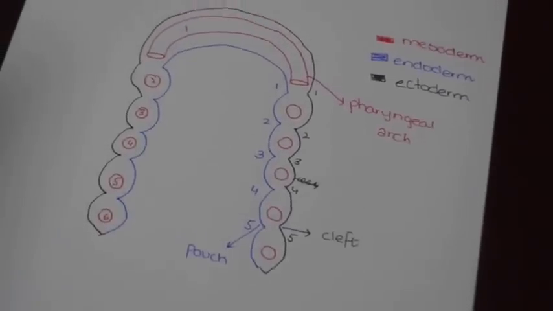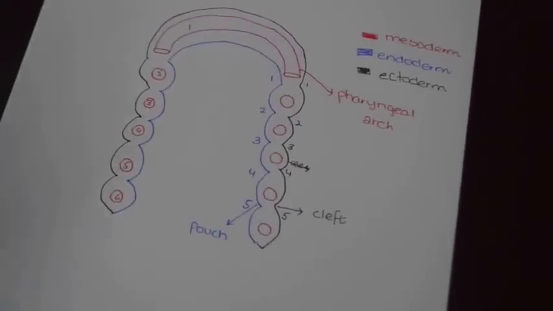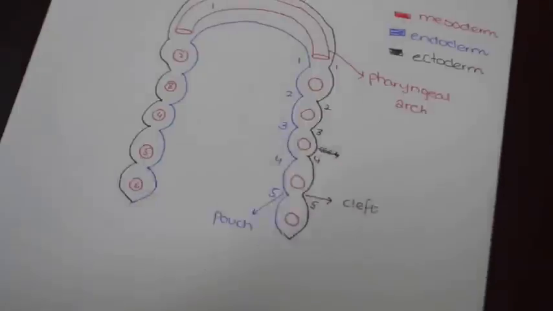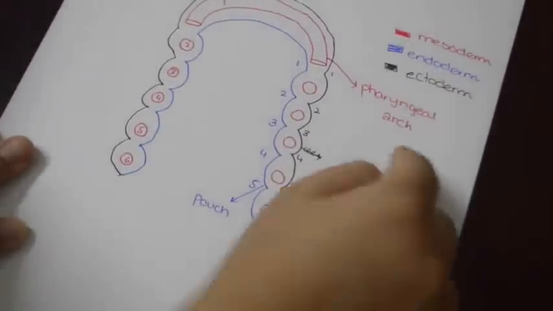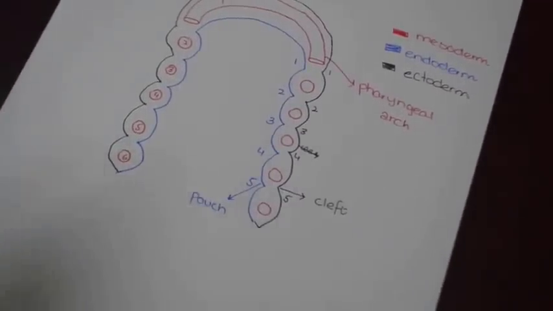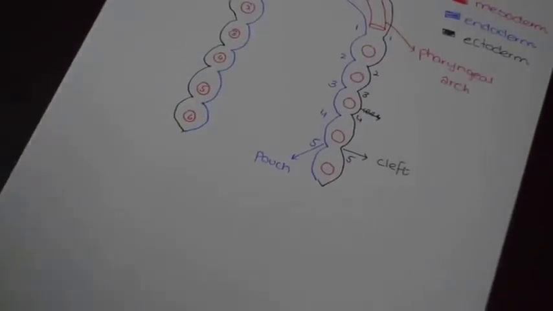Moving forward, just write it down somewhere, but it's not important, you already know it. Next, we need to know the derivatives of clefts, arches and pouches. The derivatives of the clefts.